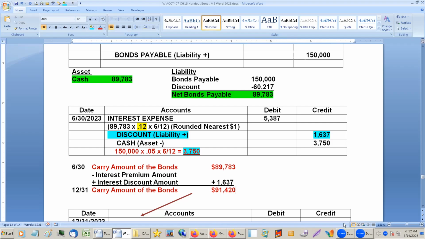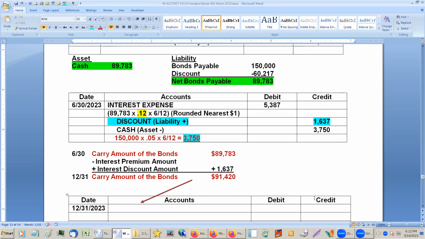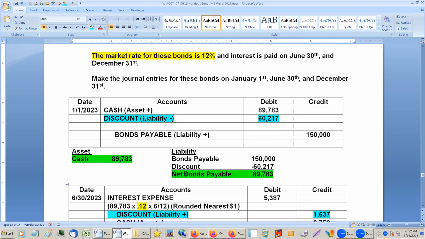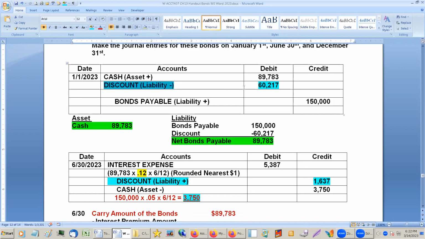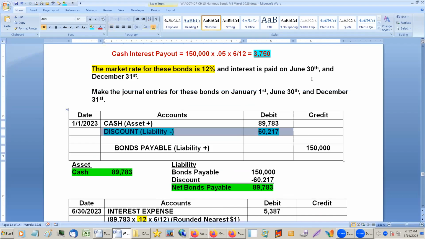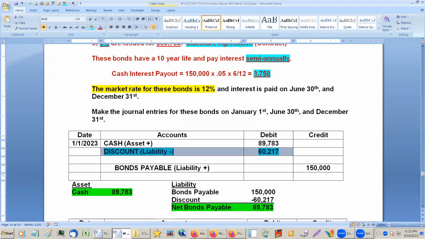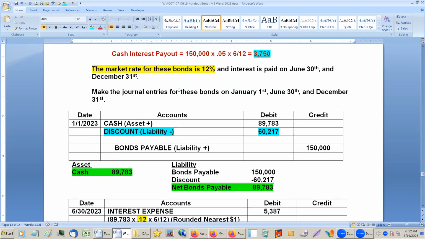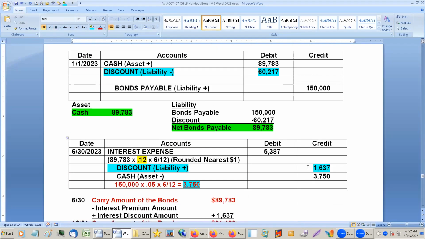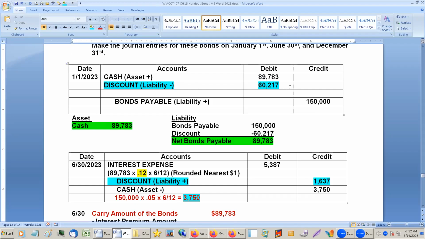Yeah, that's it. So you can see our liability now has gone up from 89 up to 91. And what's going to keep happening is this discount here is going to keep going down and down and down for the next 10 years. It's going to go down and down and down until this discount completely disappears. And all we're left with is this liability.